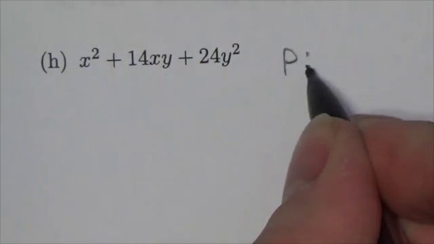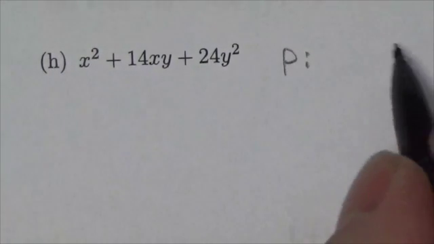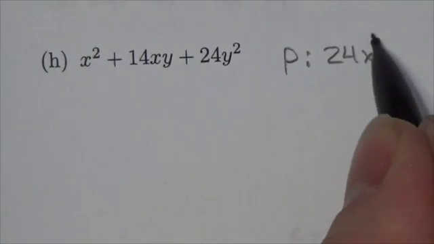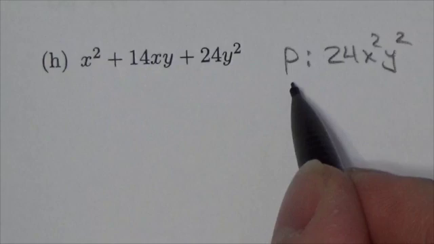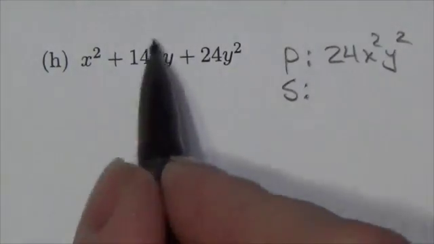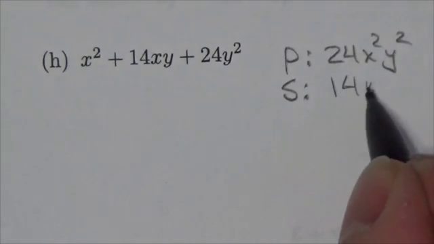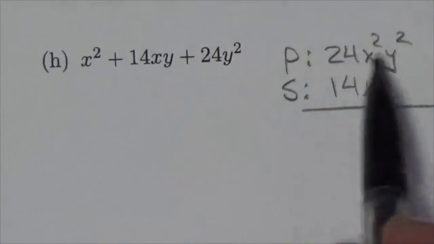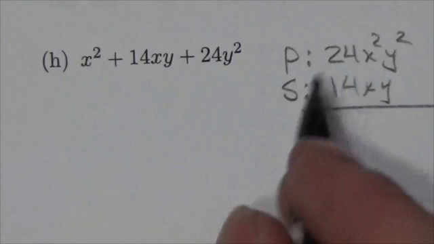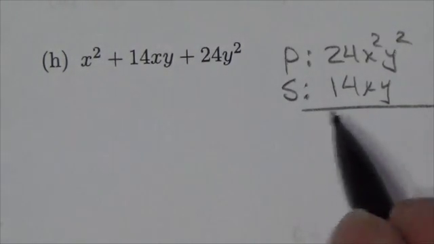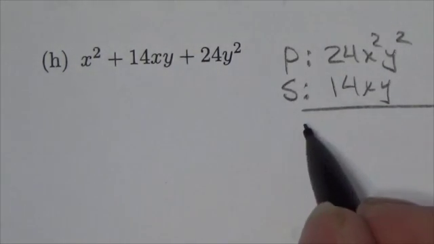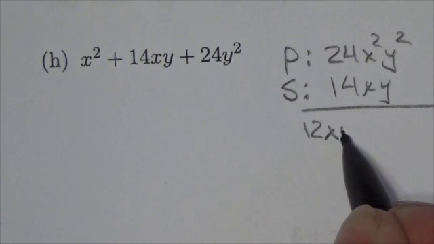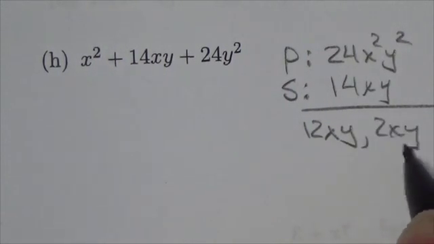First of all, I'm going to multiply the first term and the last term together to get 24x squared y squared. And then I'll notice that the sum of the terms I'm looking for is 14xy. Okay, so I'm looking for two terms whose product is 24x squared y squared and whose sum is 14xy. And I think it should be pretty clear that this is going to end up being 12xy and 2xy.